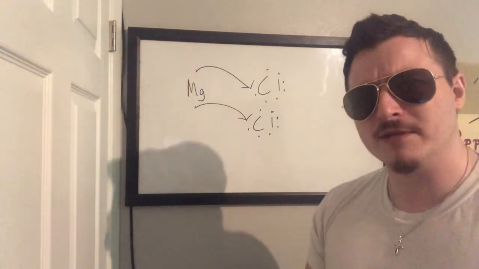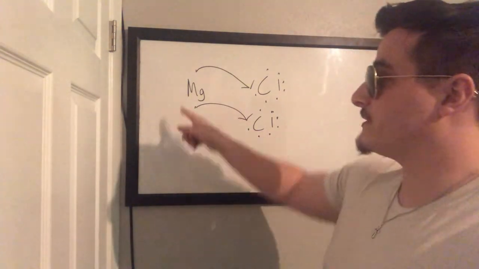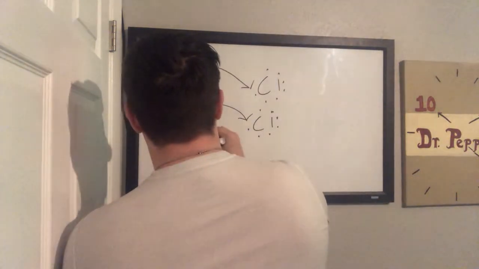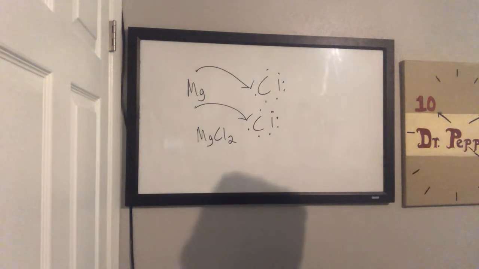But what would the chemical formula be here? Well, we're always going to write the metals first in these chemical formulas. There's only 1 magnesium and there's 2 chlorines, so the formula would be written as MgCl2. But we can get even more complicated beyond that.